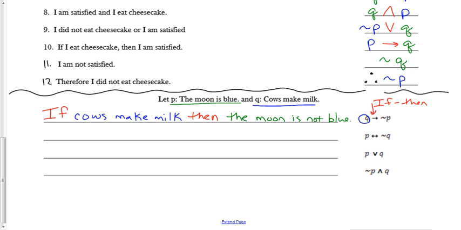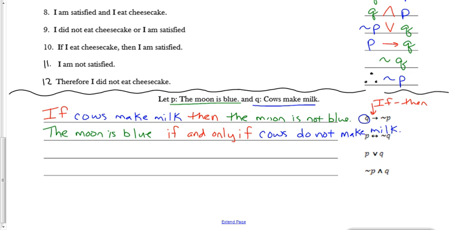So what I'd like you to do right now is try the next one. Please pause the video now and try the next one. So my statement is the moon is blue if and only if cows do not make milk. Again, try and correct that or bring any questions to class.